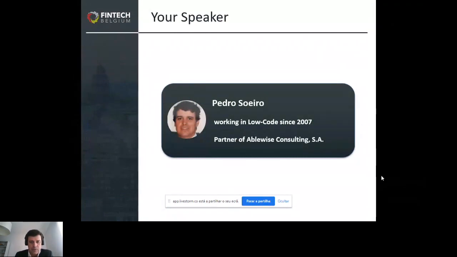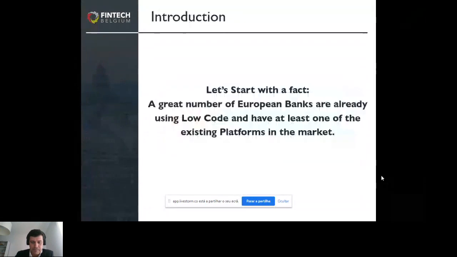So my name is Pedro Soeiro. I work with low code since 2007. Toon said that why don't we work with low code for longer than a long time, but as you can see, I was born in 2006 and I will start working with low code in 2007. So I work with it, I believe, forever. I'm partner of Ablewise Consulting, and I'm responsible for all the sales of the company.